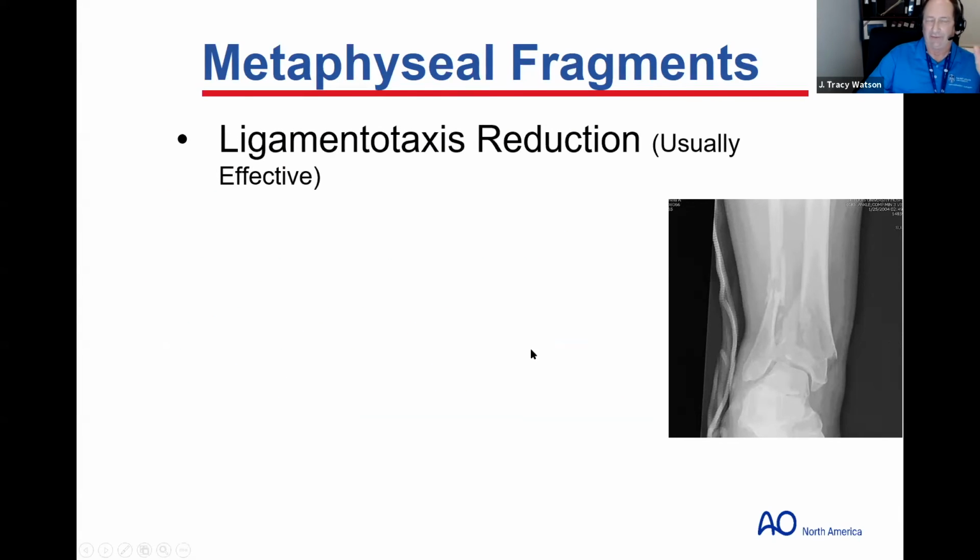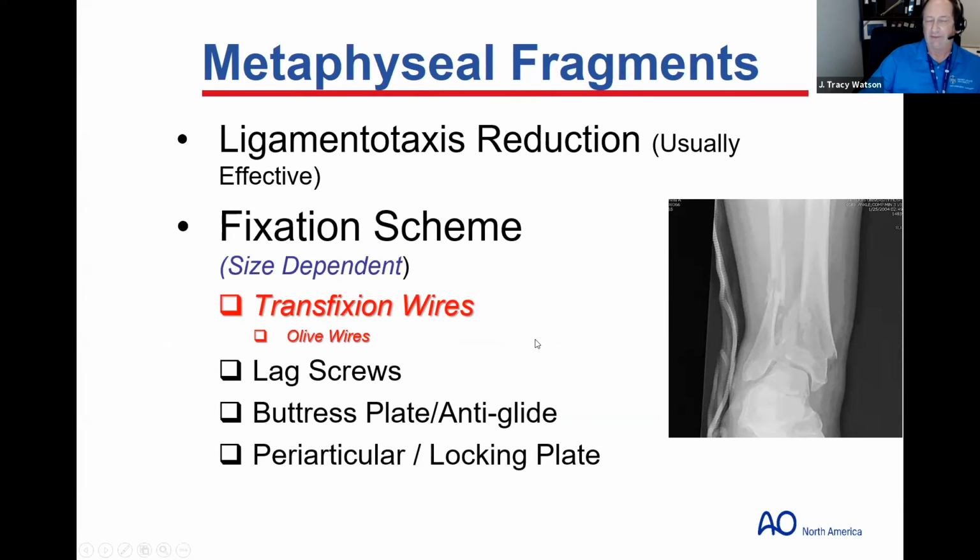Metaphyseal fragments are also very important. You have to look at the size. And most of the ligamentotaxis pictures that you saw from all the speakers, these reduce very nicely with traction. And so that's the key for ligamentotaxis. It'll reduce the metaphysis usually very nicely, not so much the small articular segments. And so depending on the size of those metaphyseal fragments, that's really going to dictate your fixation.